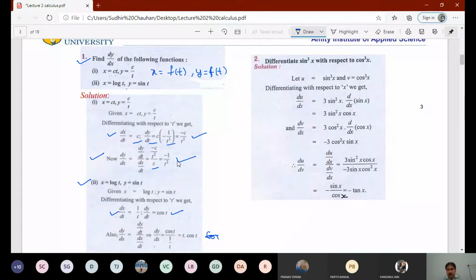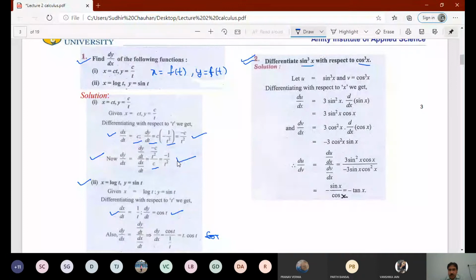Next is differentiate sin cube x with respect to cos cube x. So we have taken 1 and 2 examples of every type, but here it is different. Generally we differentiate y with respect to x. Now here we have to differentiate sin cube x with respect to cos cube x.